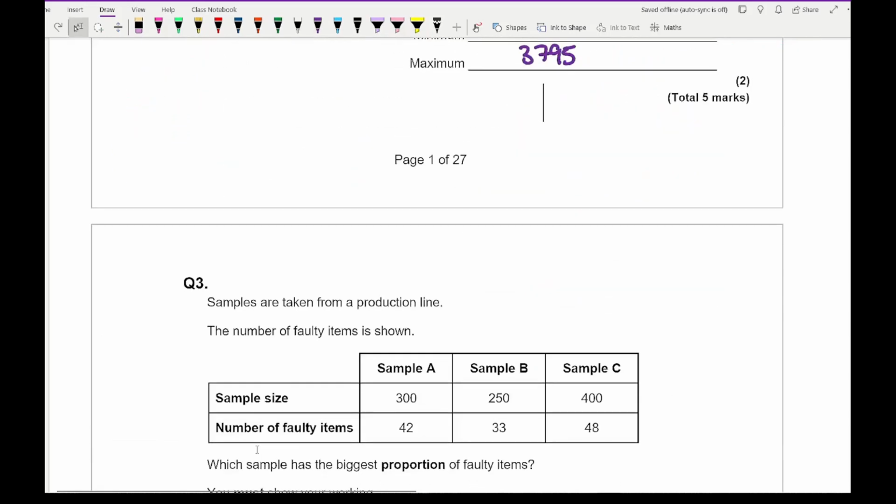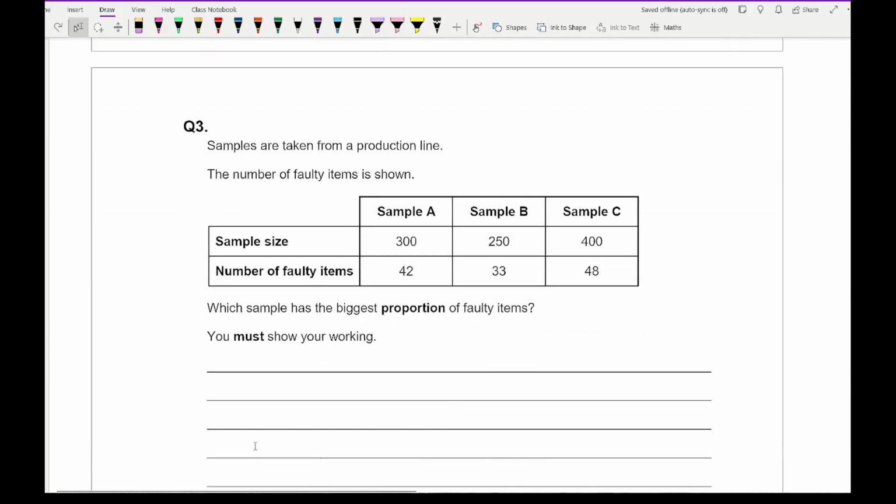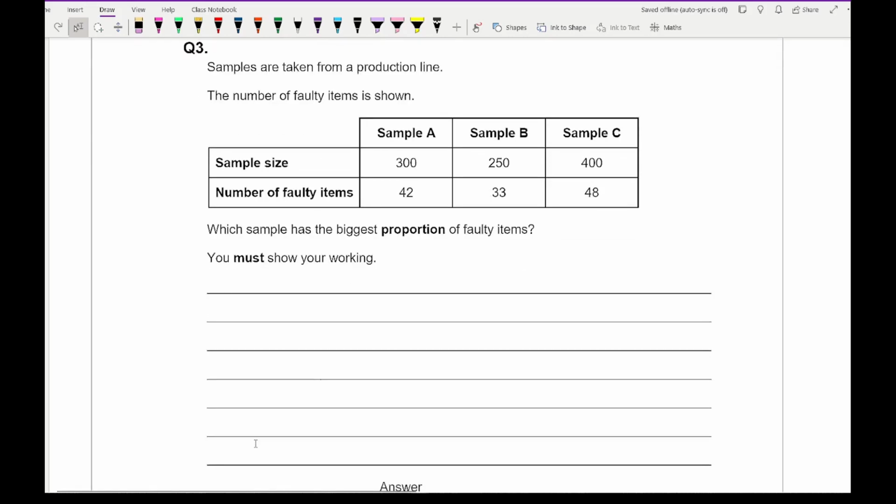Then moving on to question 3, it says that a sample is taken from a production line. The number of faulty items is shown. Which sample has the biggest proportion of faulty items? And it says you must show your working out. So for this, if I label sample A, let's work out the proportion of this. Now to work out the proportion, it's just going to be 42 divided by the grand total, which in this case is 300 for sample A. So that gives me 0.14.